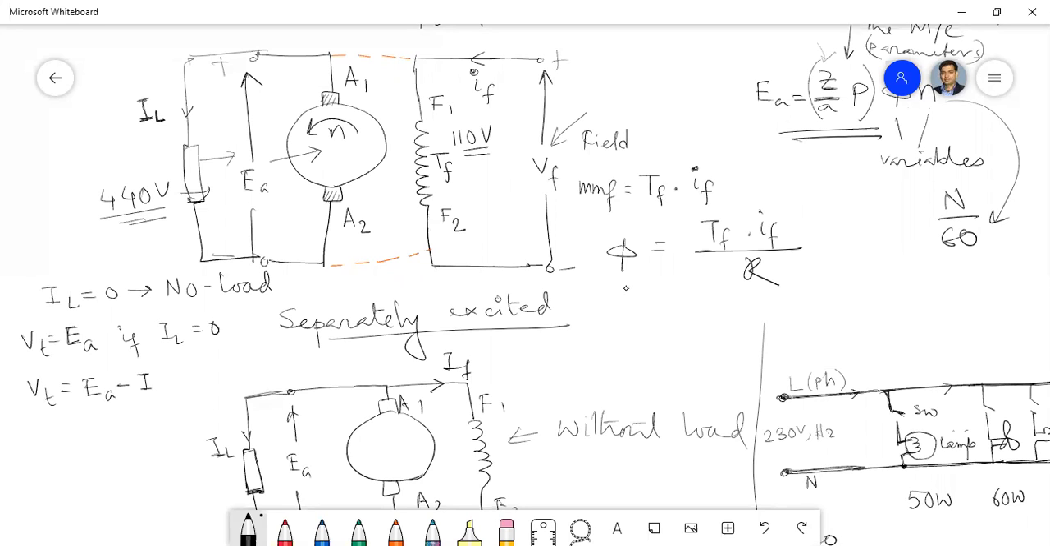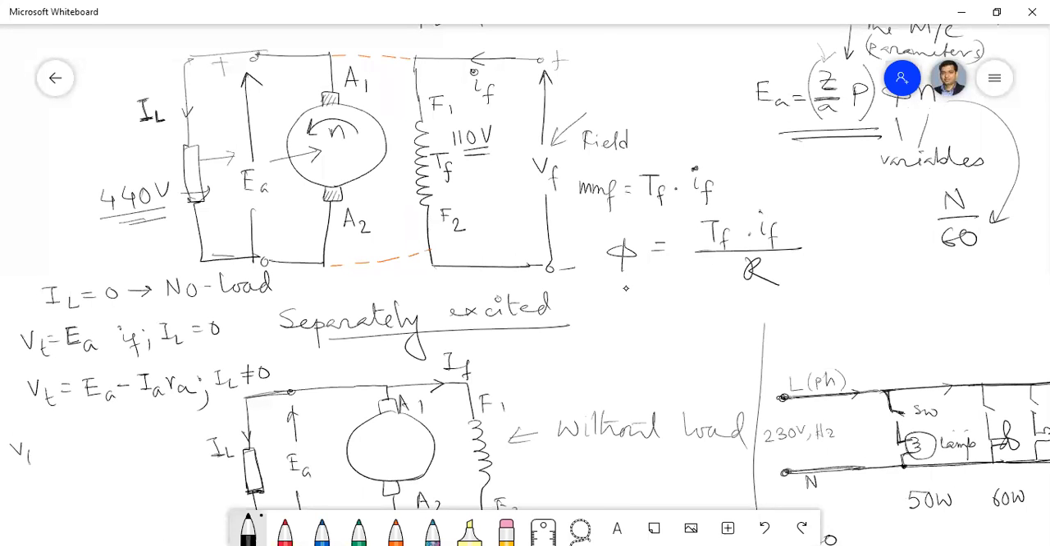Just like in a battery, if you draw some current, due to the internal resistance drop, there will be less voltage at the terminal. So here also we get a different voltage VT. The terminal voltage will be different for other values of load current. So this you should remember. This is the voltage expression for the DC generator.